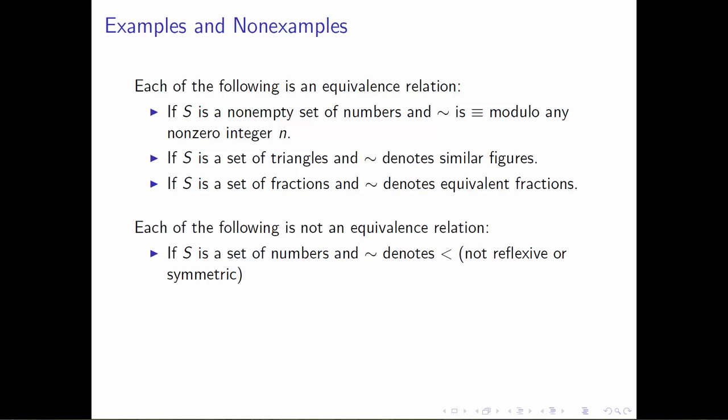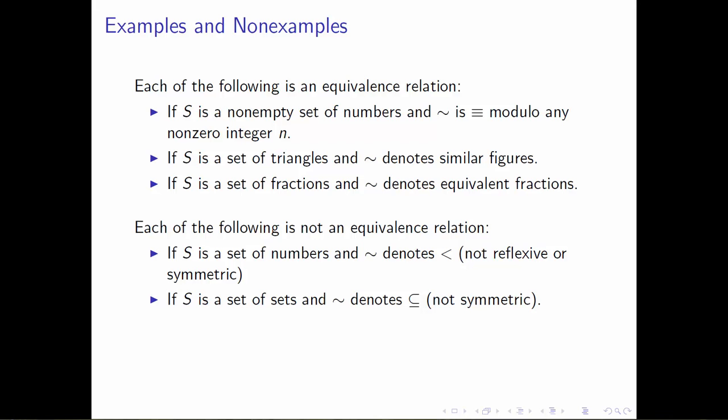Now, on the other hand, let's give some examples of things that are not equivalence relations. If S is a set of numbers, and we let tilde be the relation that we're very familiar with, which is less than or greater than, then this is not going to be an equivalence relation on the set of numbers, since this is not reflexive. It's not symmetric either. In particular, a number is not less than itself, so you fail to be reflexive, and if you have one number that's strictly less than another number, then we don't have symmetry either. You can't switch it around and have the larger number be less than the smaller number in addition to being greater than it.